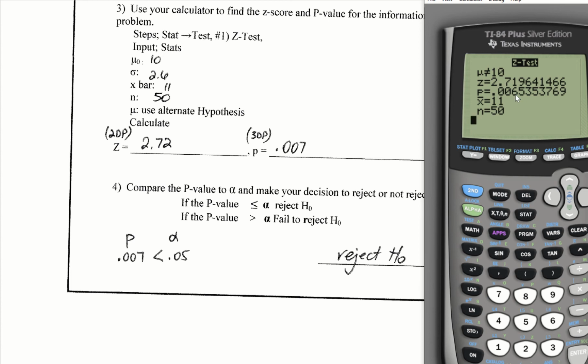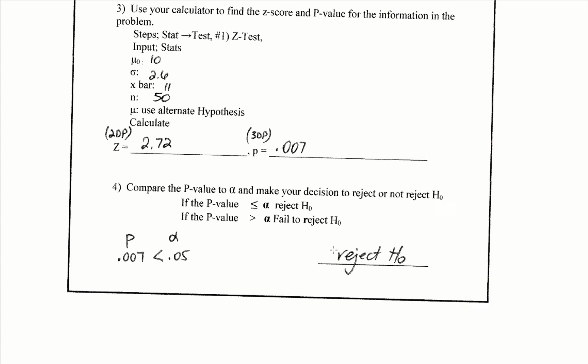To make the decision, we're going to compare p to alpha. P is 0.007. Alpha is 0.05, and we're in the situation where p is less than alpha, so the conclusion would be to reject the null hypothesis. So we are going to reject the null in this situation.